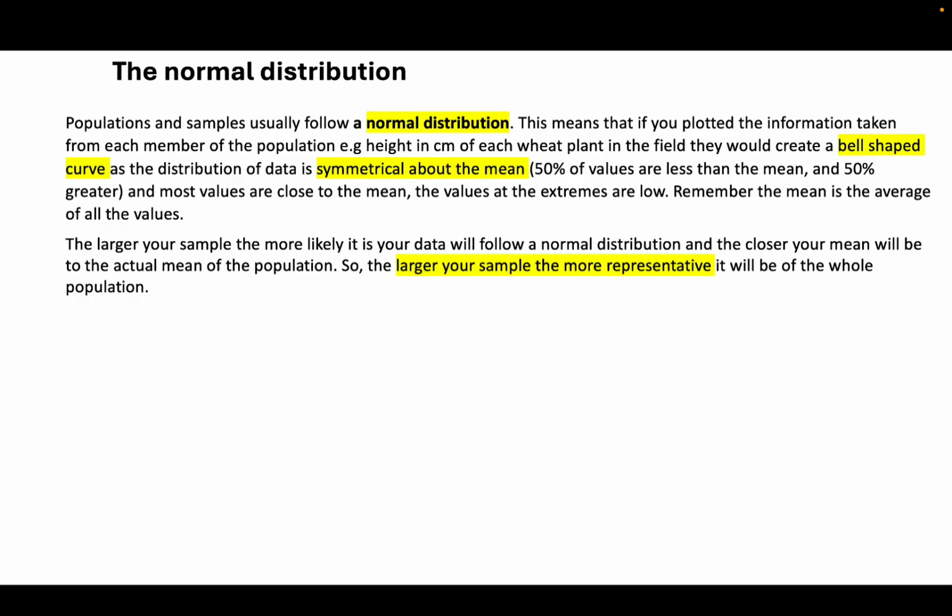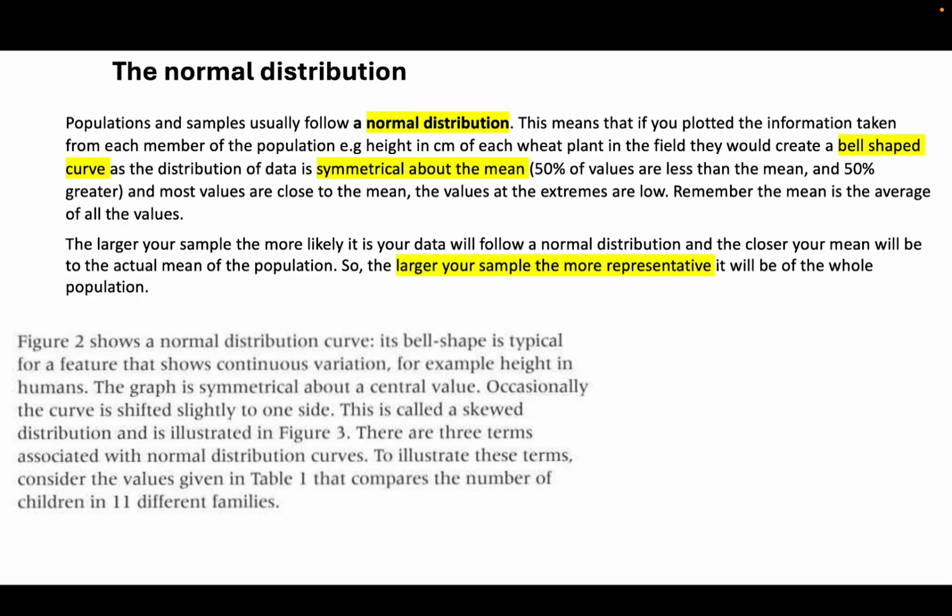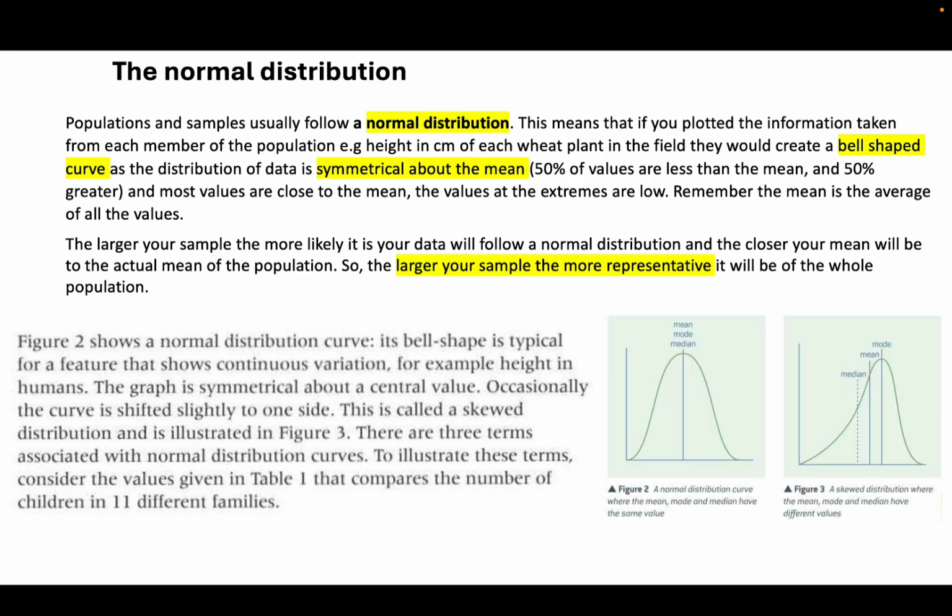And this is something that I'll show you visually slightly later on. So you can see on the bottom right the normal distribution curve, where the mode is equal to the median, which is equal to the mean, and they're in the middle. And this bell shape is typical of a continuous variation. So for example, height in humans, most people would be in the middle, with 50% being higher than the mean and 50% would be lower than the mean. And the graph would be symmetrical, therefore, around the central average height.